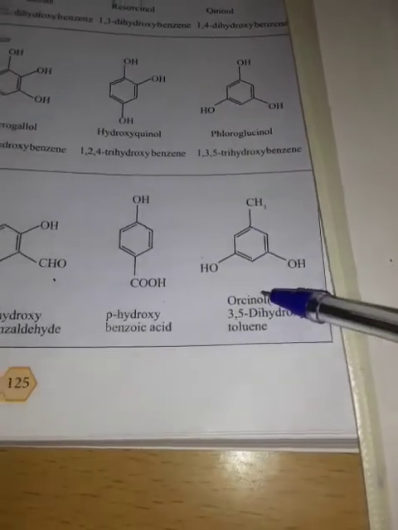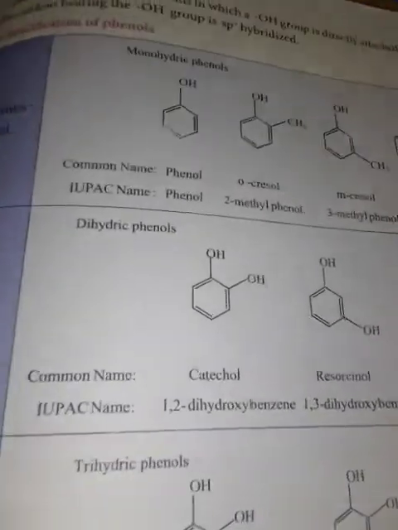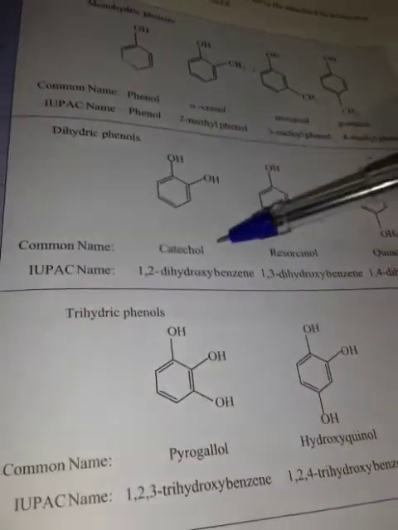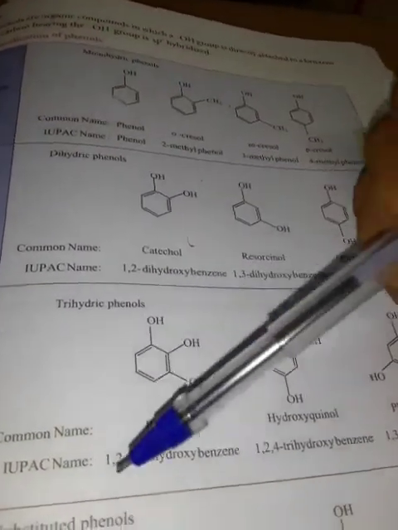The common name is orcinol. In this way the phenols are classified as monohydric, dihydric, trihydric and substituted phenols. Based upon this, the preparations and properties are given in the next videos.